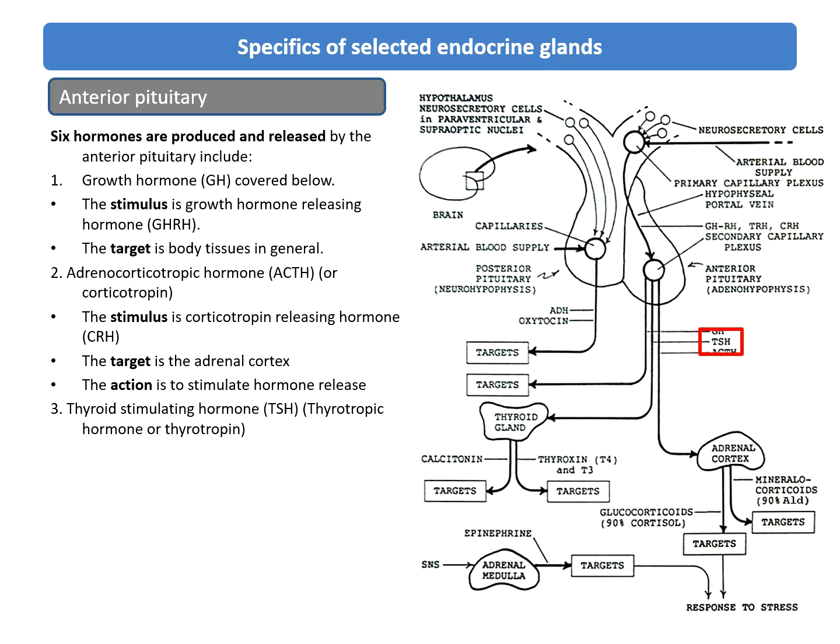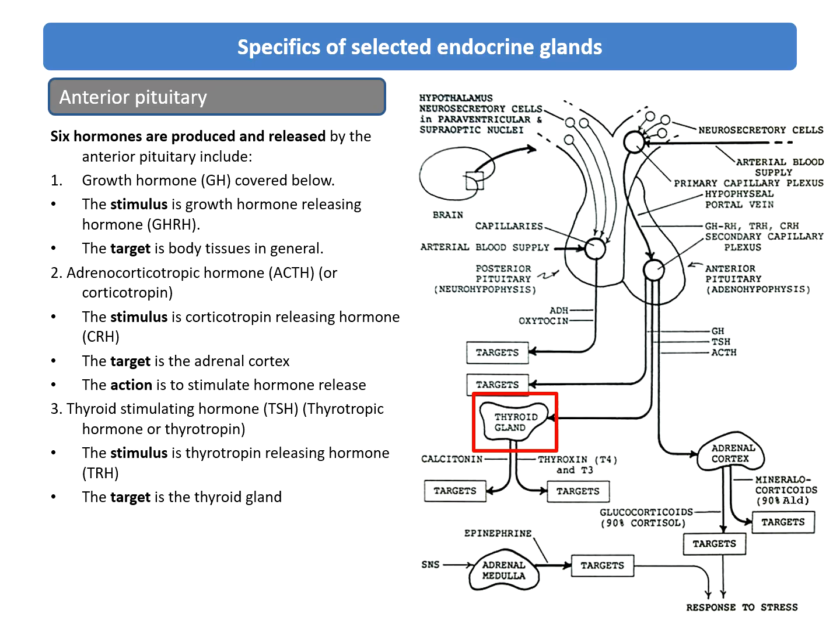Thyroid stimulating hormone, TSH, also called thyrotropic hormone or thyrotropin. The stimulus is the thyrotropin releasing hormone, TRH. The target, obviously, the thyroid gland. The action is to stimulate hormone release by the target. FSH. This will be covered under reproduction, as will LH.